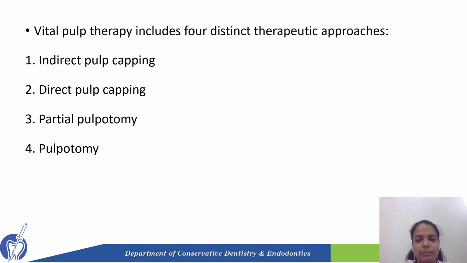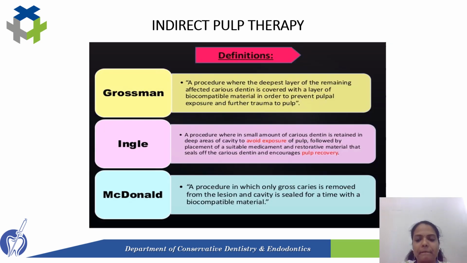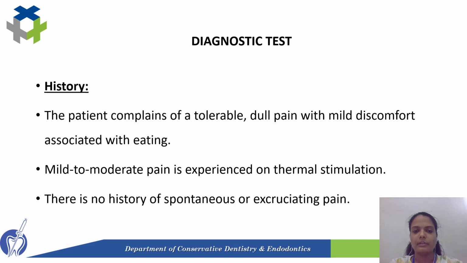Firstly, what is indirect pulp capping? According to Grossman, it is a procedure where the deepest layer of the remaining affected carious dentin is covered with a layer of biocompatible material in order to prevent pulpal exposure and further trauma to the pulp, and this is called indirect pulp therapy. There are other definitions which are also given by Engel as well as McDonald. You can refer and quote any of these definitions in your exam.